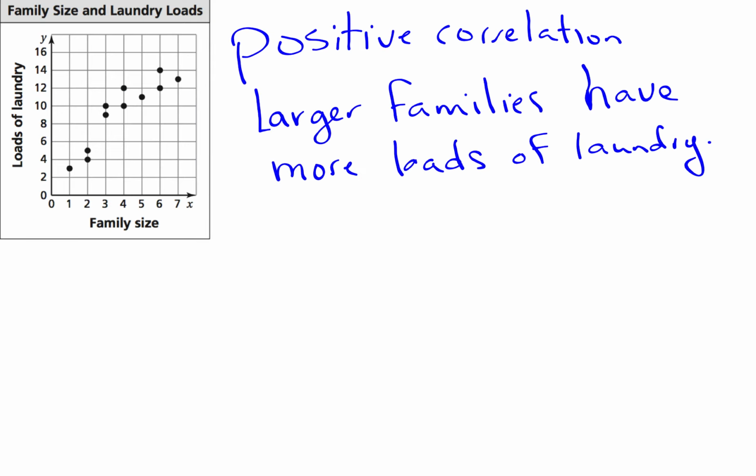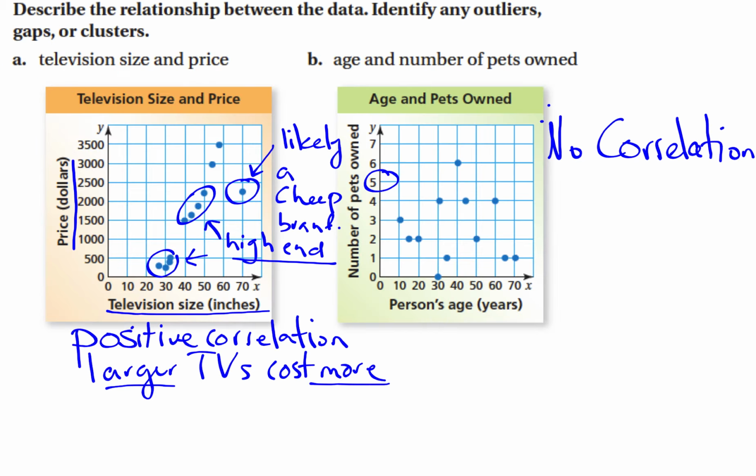Right here, does family size affect the number of loads of laundry? I think that is a cause-effect relationship. And then right here, does the size of a TV affect its price? I think it does, because a larger TV requires more material to create, more technology to create all those pixels.